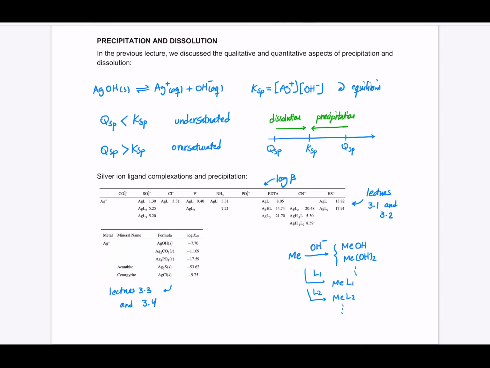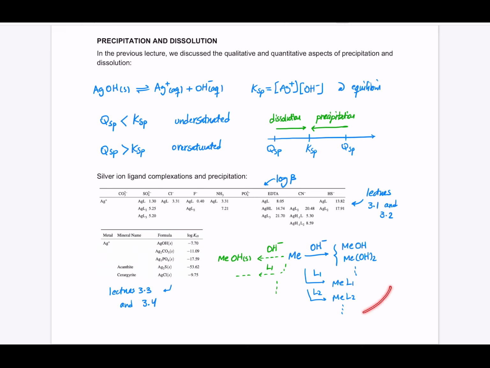So that means the metal can also be involved in potential complexation with hydroxide to form metal hydroxide in the solid form, also with other ligands, and so on. So this is a very simplified diagram that I just talked about. We're going to use that.